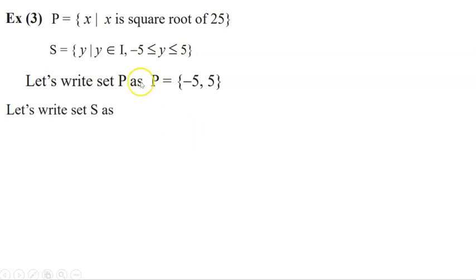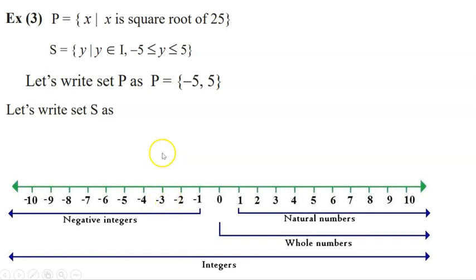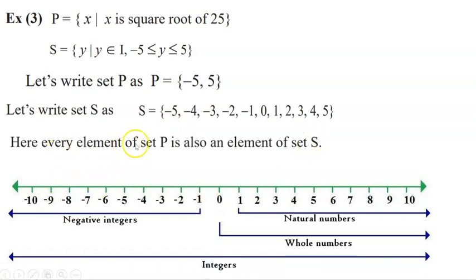Let us write the set S. Set S, y belongs to set of integers, and the value of y lies between -5 and +5. Therefore, the set S is -5, -4, -3, -2, -1, 0, 1, 2, 3, 4, 5. This is the set S. Okay. Now the next. Here, every element of the set P is also an element of set S. Therefore, P is a subset of S. Okay. Now next.